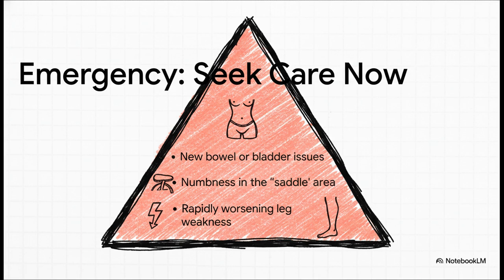Okay, let's be crystal clear. These are the non-negotiable, drop everything and get help now signs. If you have any new problems with controlling your bowel or bladder, any numbness in your groin or saddle area, or any weakness in your legs that is getting noticeably worse fast, this is a medical emergency. You do not wait. You seek immediate medical care.